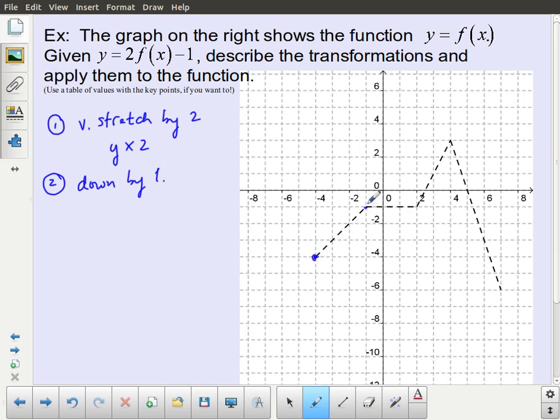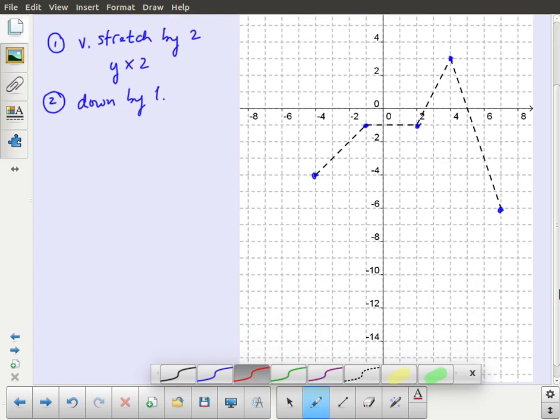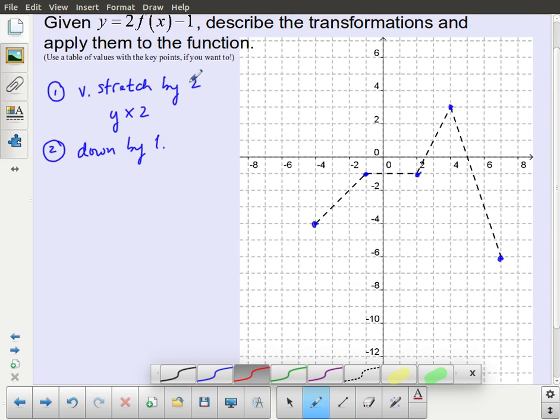So, find some points. There's a point. There's a point. So we've got a bunch of good points to use. And this time, just as an exercise, let's try to do this without writing out all of the points and transformations. Let's just do the transformations in place. So in this case, we're going to get a vertical stretch by 2. That means the y-coordinate gets doubled.